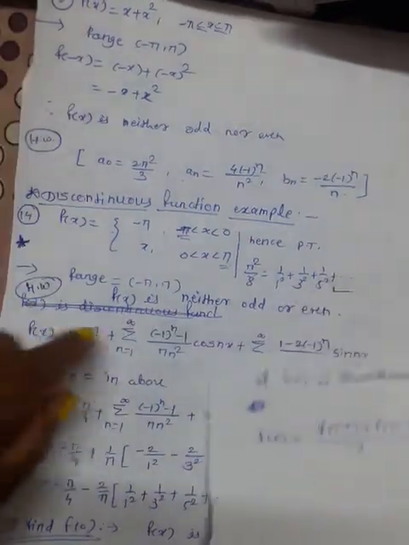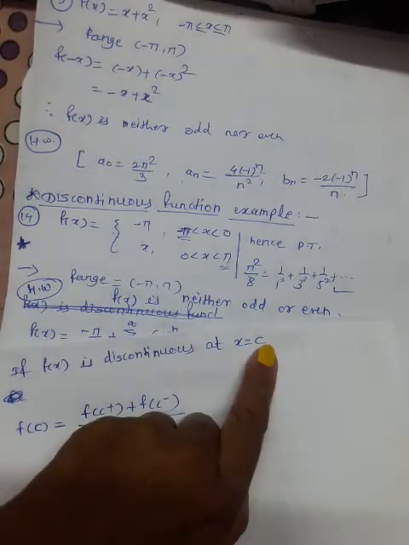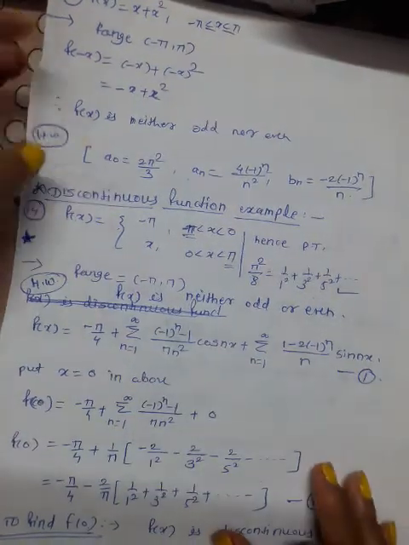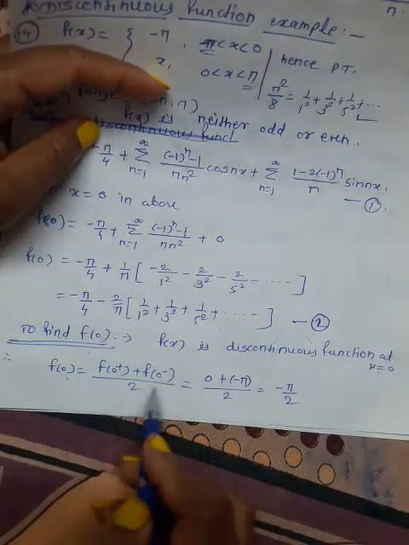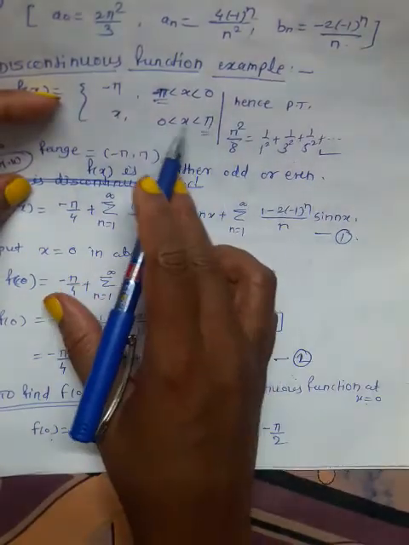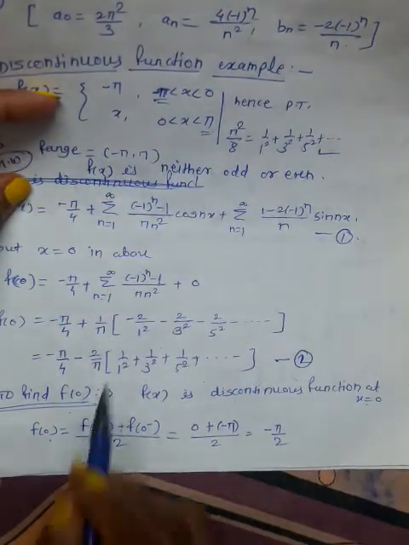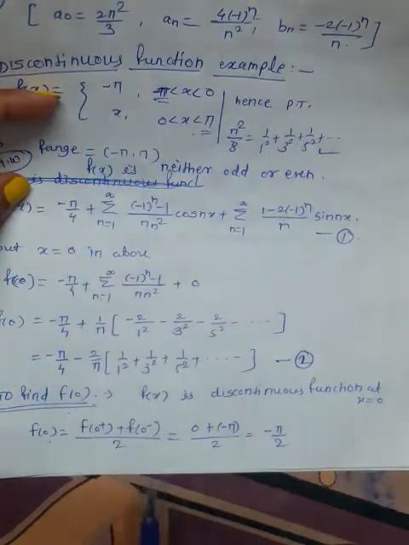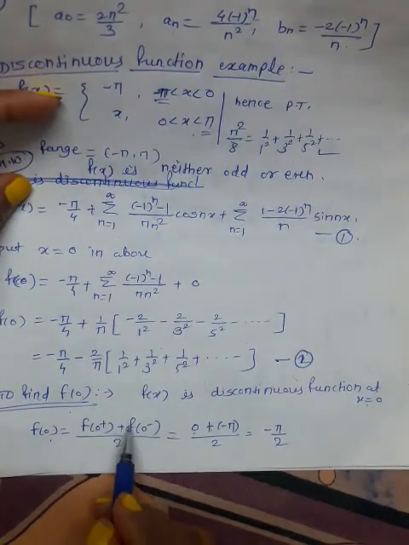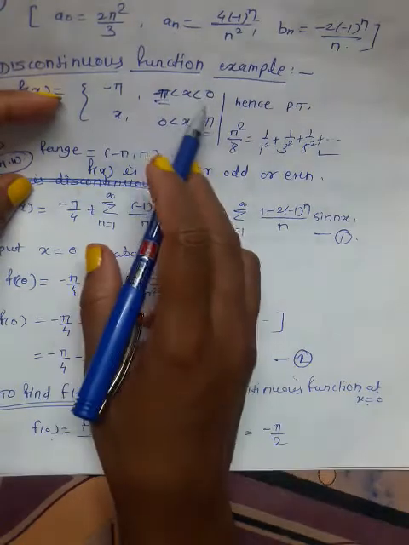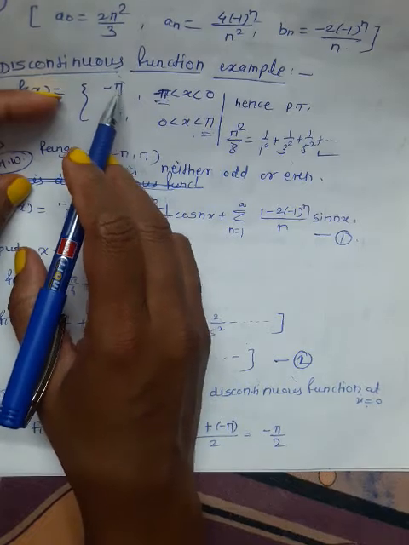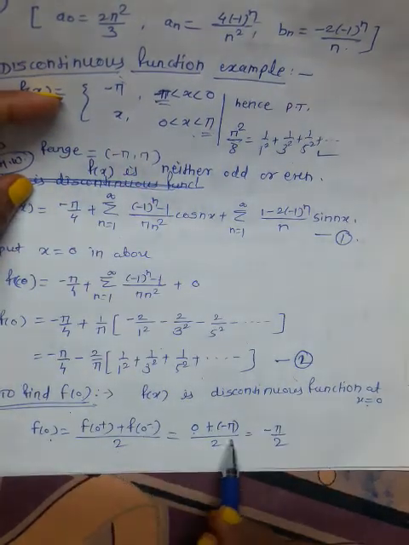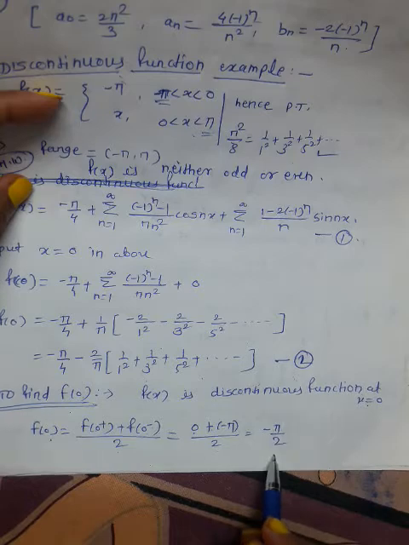Now what is our point here? 0. Our c becomes 0 here. Therefore the formula for f of 0 becomes f of 0 plus, plus f of 0 minus, divided by 2. What is f of 0 plus? In the positive interval, put the value x equal to 0. We get 0. Plus, what does f of 0 minus mean? In the negative interval, put x value 0, but here no x is there, that's why this function becomes minus pi as it is. Divided by 2, the answer is minus pi by 2.